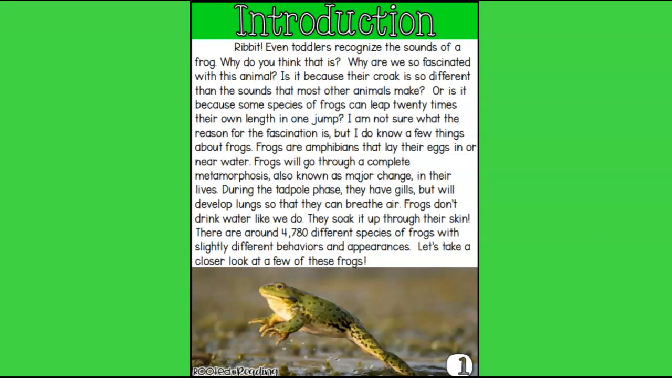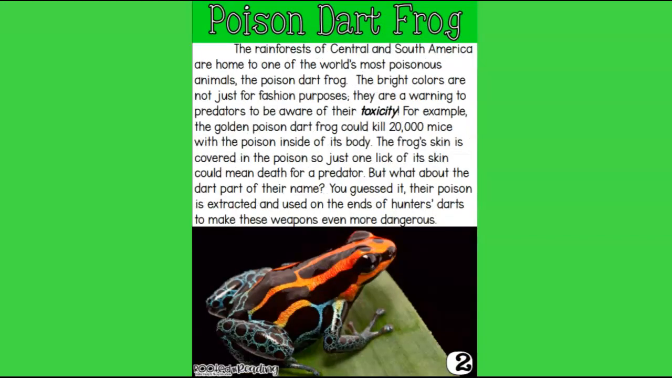Frogs are amphibians that lay their eggs in or near water. Frogs will go through a complete metamorphosis, also known as major change in their lives. During the tadpole phase, they have gills, but will develop lungs so that they can breathe air. Frogs don't drink water like we do. They soak it up through their skin. There are around 4,780 different species of frogs with slightly different behaviors and appearances. Let's take a closer look at a few of these frogs.